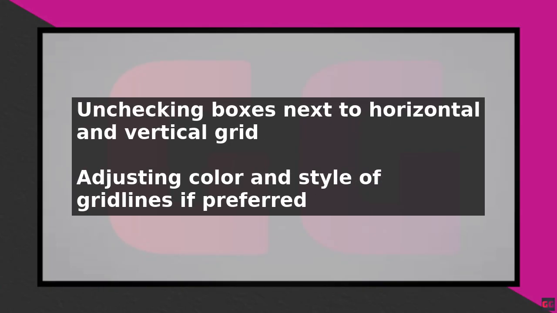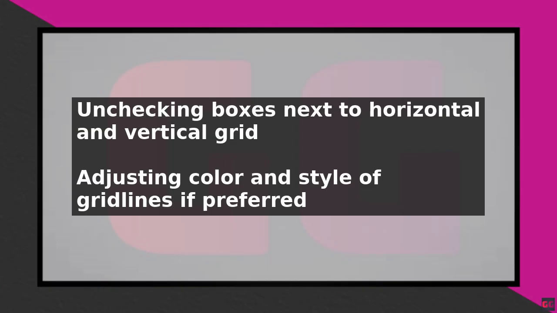To remove the grid lines, simply uncheck the boxes next to horizontal grid and vertical grid. You can also adjust the color and style of the grid lines if you prefer to keep them on the chart. After making the desired changes, click on the Apply button at the bottom of the menu to save your changes. The grid lines should now be removed from your chart, giving you a cleaner and less cluttered view of the price action.